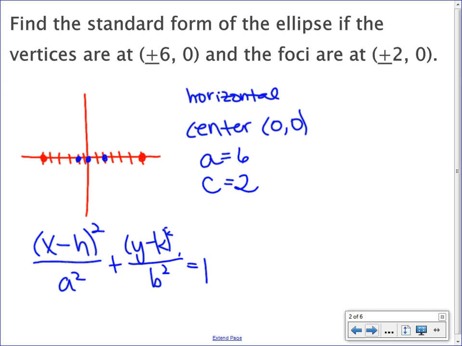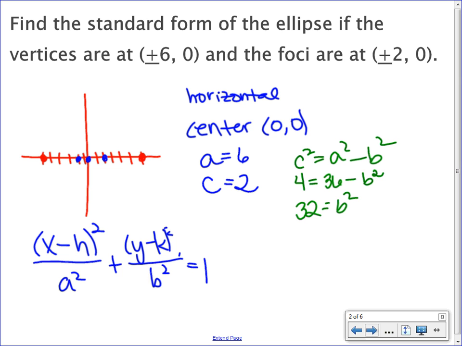But we have A and C, and we know that C squared equals A squared minus B squared. So we have 4 equals 36 minus B squared. We really don't care what B is, we really just want B squared. If I subtract this, it's negative B squared equals negative 32, so both turn to positive.